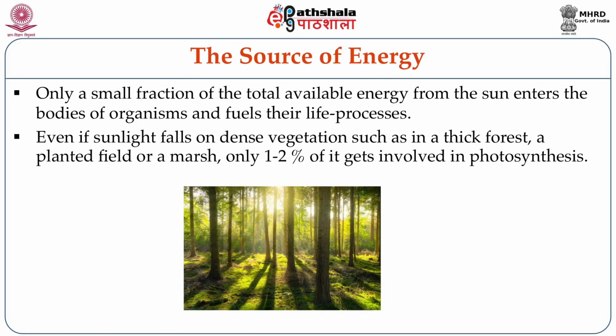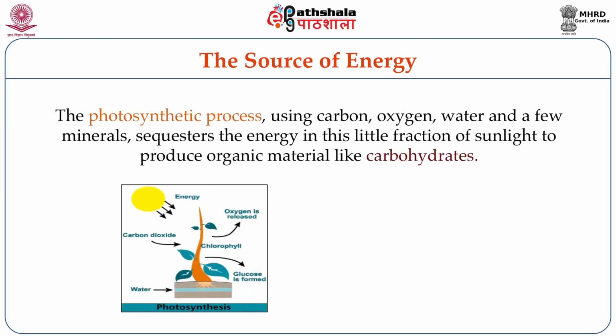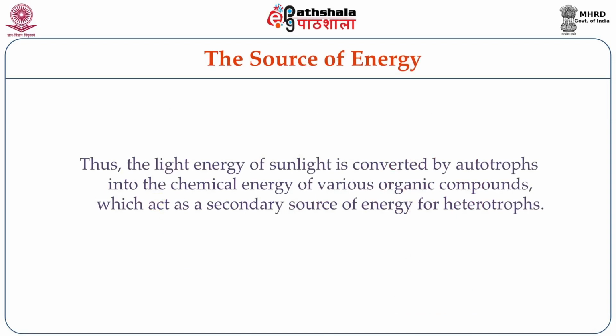Even if sunlight falls on dense vegetation such as a thick forest, a planted field, or a marsh, only 1 to 2% of it gets involved in photosynthesis. The photosynthetic process, using carbon dioxide, water, and a few minerals, sequesters the energy in this little fraction of sunlight to produce organic materials like carbohydrates. Thus, the light energy of sunlight is converted by autotrophs into the chemical energy of various organic compounds, which act as a secondary source of energy for heterotrophs.